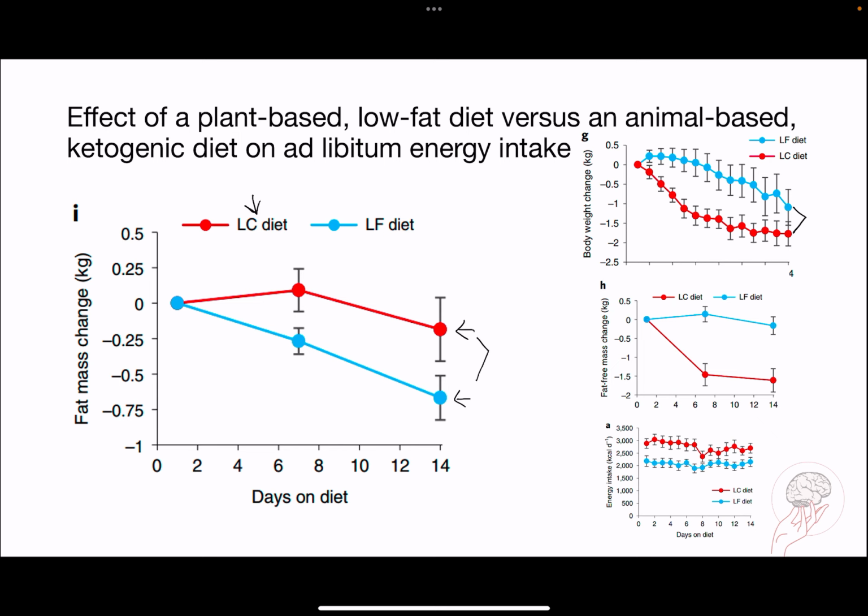The low carbohydrate diet lost as much body weight but less fat, so they must have lost muscle or water, probably a combination.